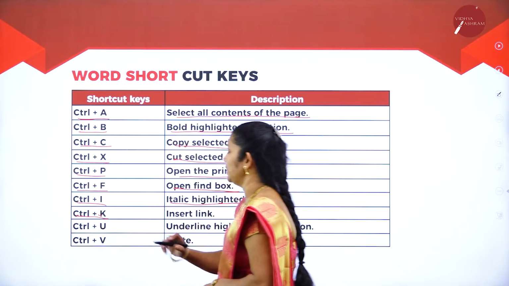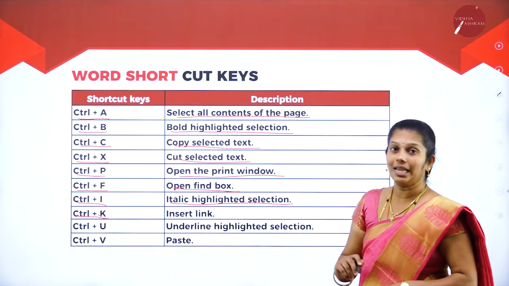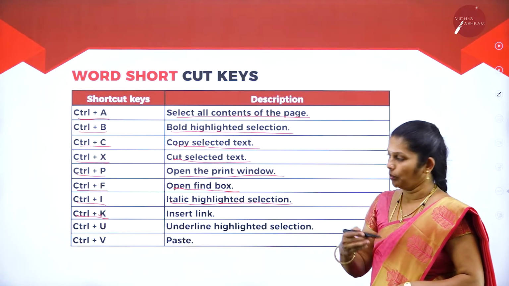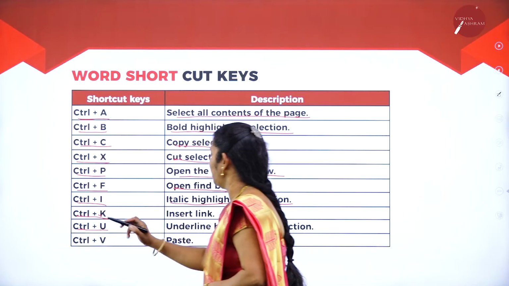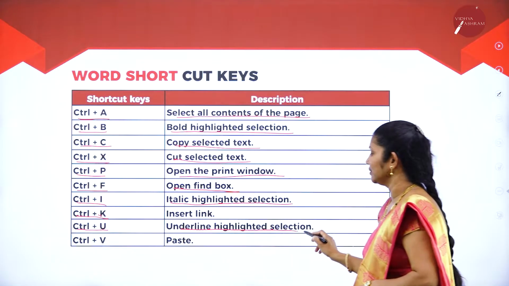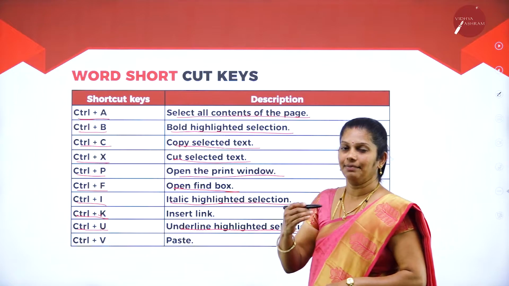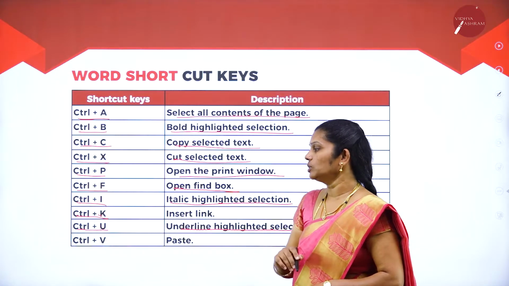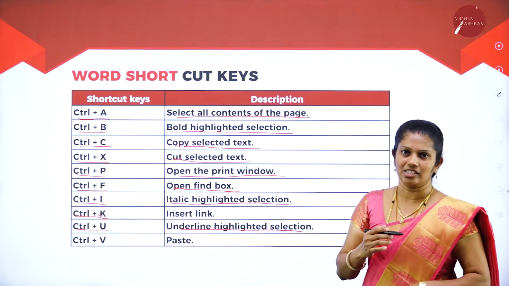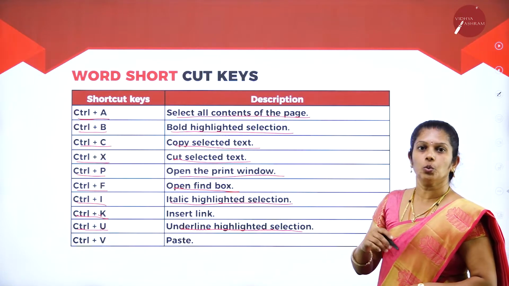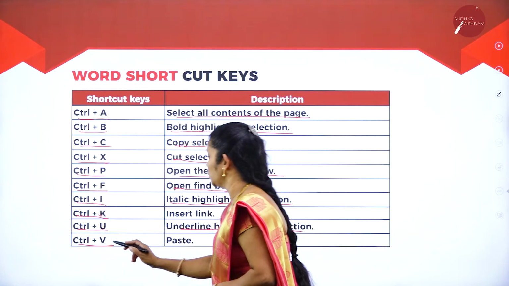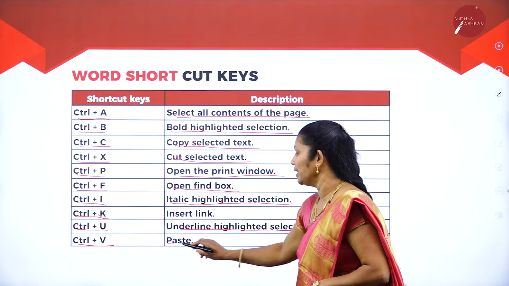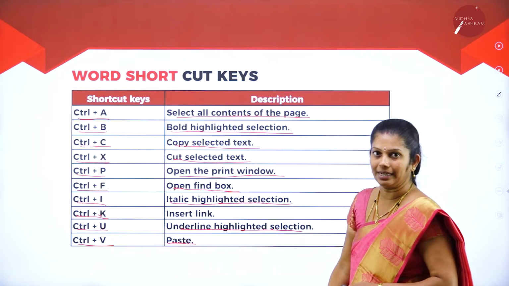Then Ctrl+K, to insert a link from one document to another document, we use Ctrl+K. Then Ctrl+U, underline. When you want to underline some text, we can use Ctrl+U to underline the text, or by using the menu option also, we can underline the text. Then Ctrl+V, this is to paste the text, whichever text we have already selected.